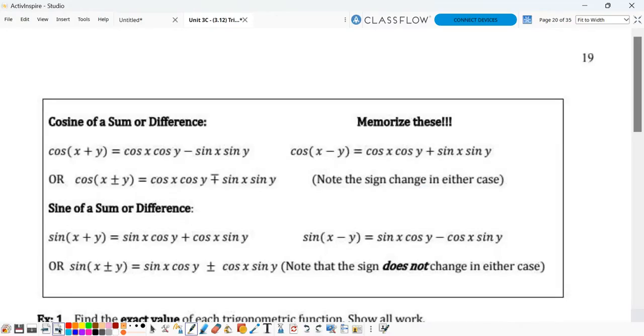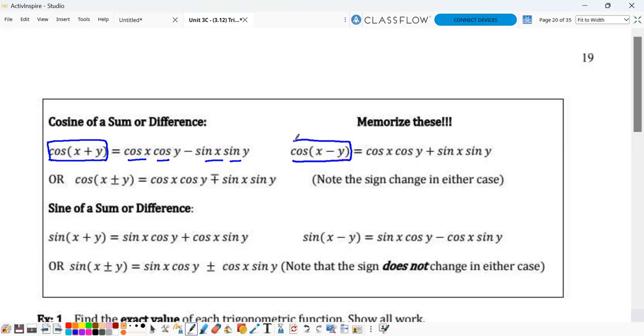Okay, so what are those cool formulas? We have 4 sets of formulas and you are expected to know them. We are not going to derive them. Deriving takes a long time and you just have to know them and use them. So let's talk about this first one. Cosine of x plus y is cosine cosine minus sine sine.